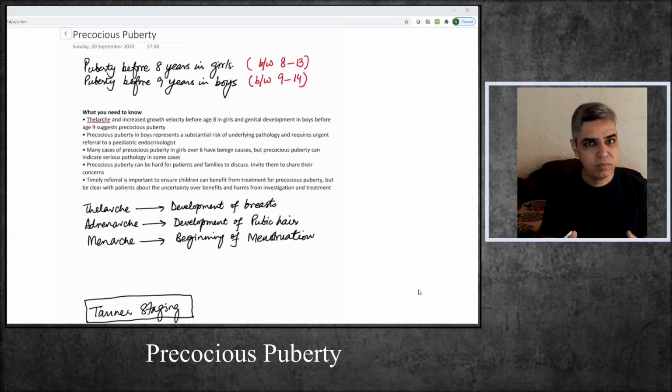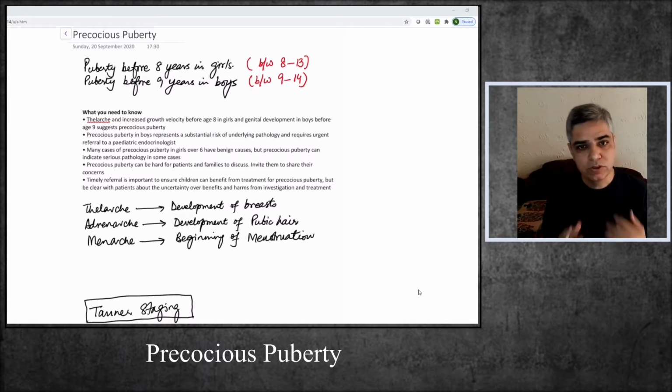So remember, in warm areas and in certain ethnicities, children reach puberty at an earlier age on this spectrum of either 9 to 14 for boys and 8 to 13 for girls. But by definition, again, if you are given in an exam a child who has got signs of puberty before the age of 8 years in girls and 9 years in boys, then you should understand that the examiners are testing you on the subject of precocious puberty.